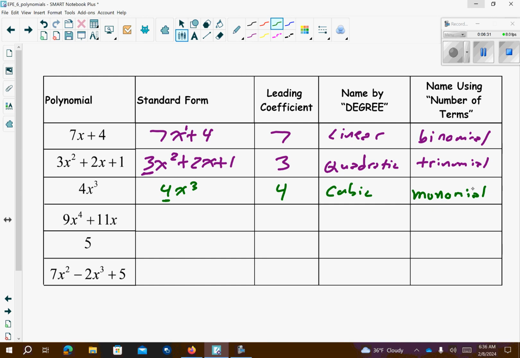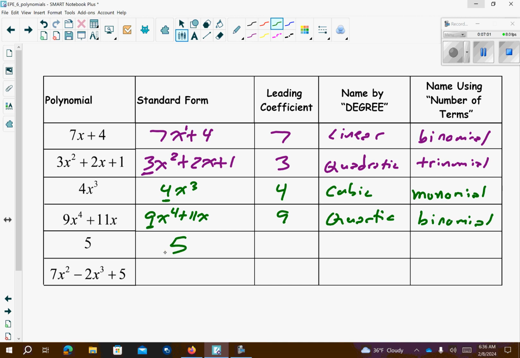And I just realized you guys don't even have this page there. So we're just kind of following along, just seeing how things work. Standard form, 9x to the fourth plus 11x. My leading coefficient is the 9 because my highest exponent is 4. And there are two, highest degree, so this is quartic. And there's two terms, so that is a binomial.